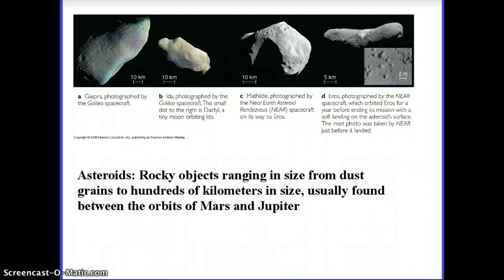So you may remember the dwarf planet Ceres, which is an asteroid, and it's a dwarf planet because it manages to be round. But that's about as big as they get. And the majority are little grains of dust.